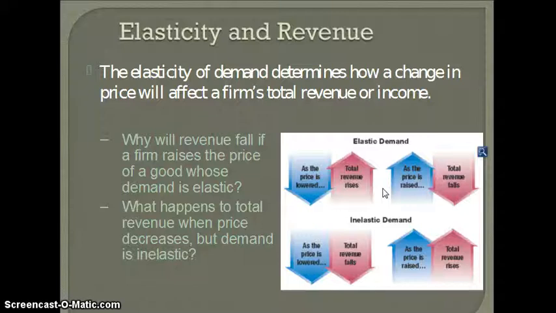Okay, what happens to total revenue when price decreases but demand is inelastic? Well, you're lowering the price on an inelastic item. Inelastic means people are going to buy it no matter what the price is. So if you lower the price on something that people would have bought at a higher price, you're losing money. Total revenue falls because of that. We will review this a little bit in class, but hopefully it makes sense. If not, replay this part and maybe it will come to you.